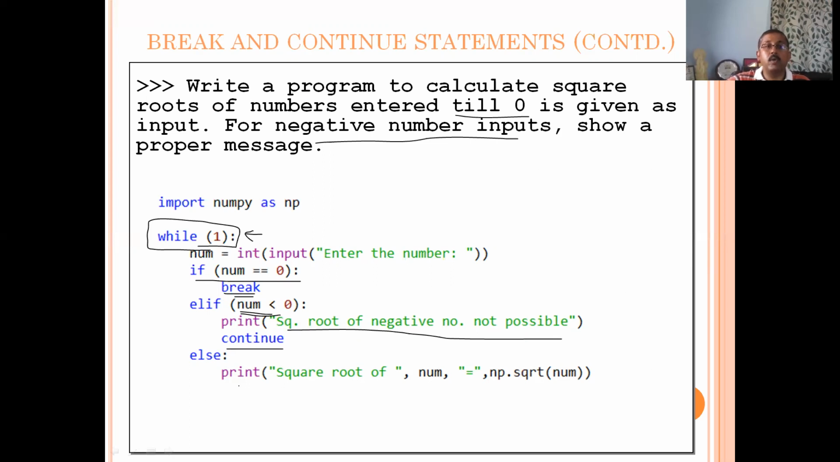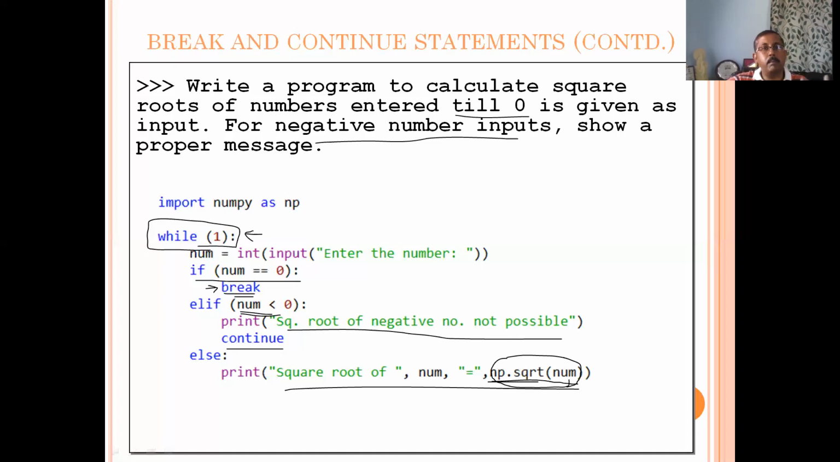And when I get a proper, non-negative, non-zero value, I will print the square root by using np.sqrt. I can also use the sqrt default Python function, but here I have used the numpy library function. What is the numpy library? We will cover that later on. Just see that I'm calculating the square root of the number, and I'm giving it as a parameter of the print statement, right?